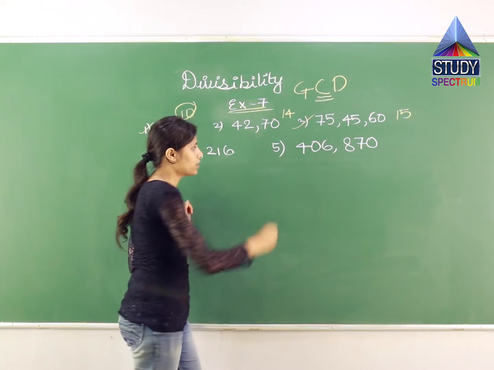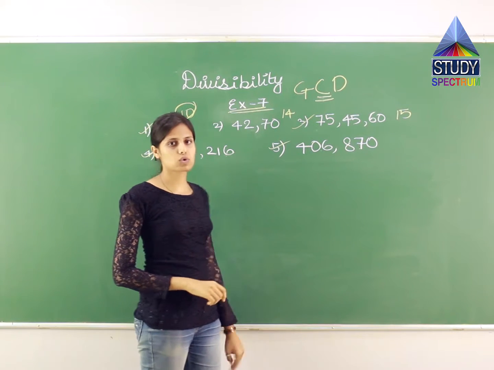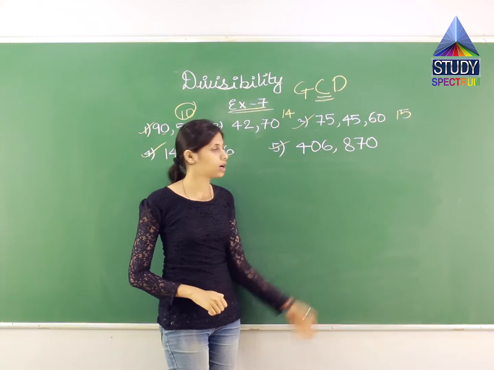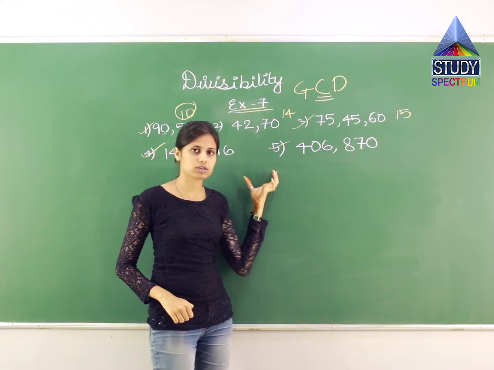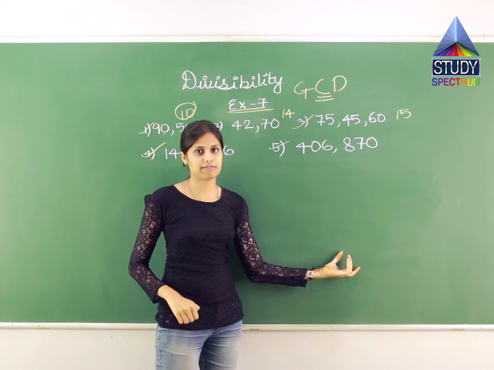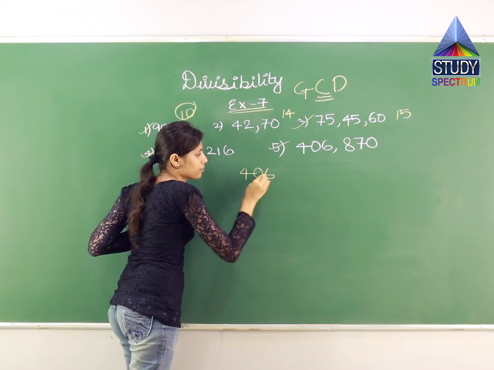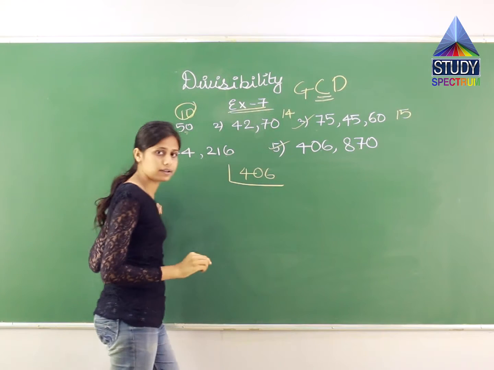Now we will start with the fifth question. I have again two numbers. Same like the previous question, by the factorization method, I will find all the possible factors for 406 and all the possible factors for 870. Let us start.